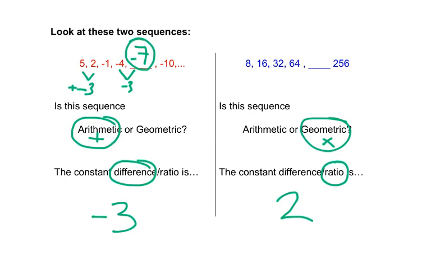And over here, if we're multiplying by 2 as we move this way, then 64 times 2 is going to be 128. Oops, there's a comma right there. And so that is the difference between an arithmetic sequence and a geometric sequence and how you can find either the constant difference or the constant ratio.